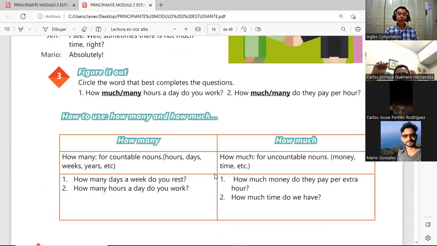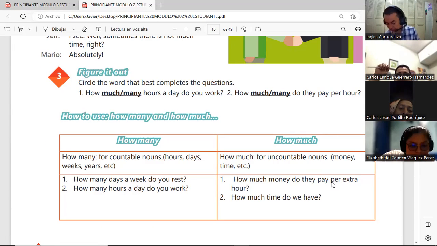Okay, good. Let's go slowly, right? We have time. Hoy nos queda tiempo. Vamos a estar en la plataforma, vamos a trabajar. Listen. How to use how many and how much. ¿Cómo se usa el how many y cómo se usa el how much, right?